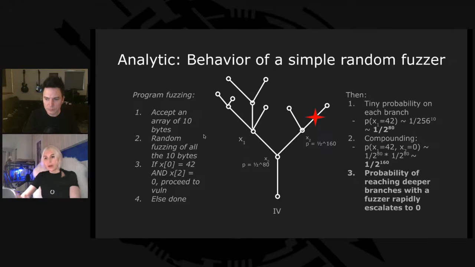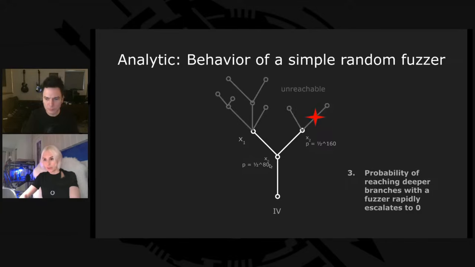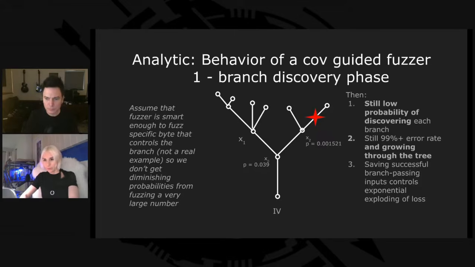And this was the reason why coverage-guided fuzzing was introduced, to solve this problem specifically. So how did it solve it? Let's look at the next picture. Here I'm looking at this model from the perspective of coverage-guided fuzzing in the branch discovery phase. So basically, there are a few things that stand out in this situation. First, there is still a low probability of discovering each branch. In this situation, it is still around 0.039.